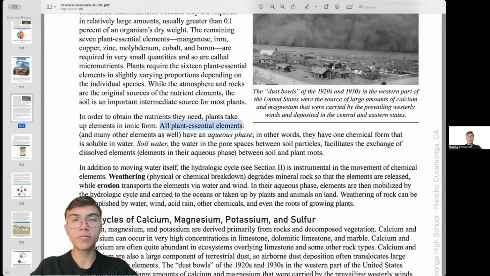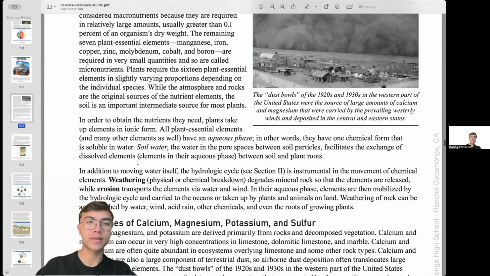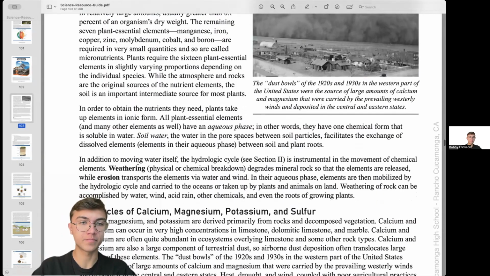All of these plant essential elements have an aqueous phase, which means they are in ionic form and they're in water, so they are soluble in water. They have this polarization in water that allows them to be taken up. Now, soil water, which is water in the pore spaces between the soil particles, allows for the exchange of these dissolved elements. Dissolved elements are just elements in their aqueous phase. This allows for the exchange from the soil to the plant roots. Water allows all of it. You take in water with these ionic forms of different elements, and plants are able to use them as resources. And then we eat plants.